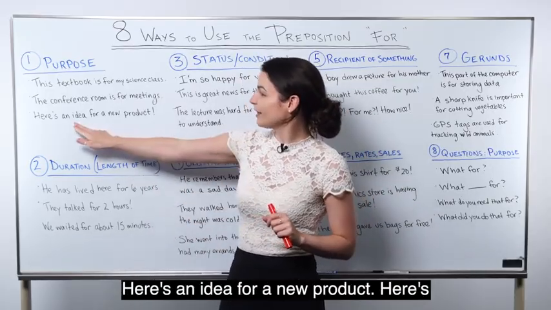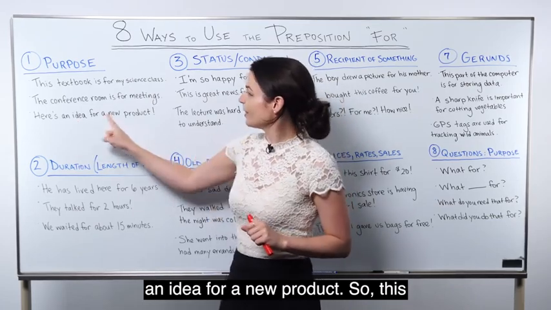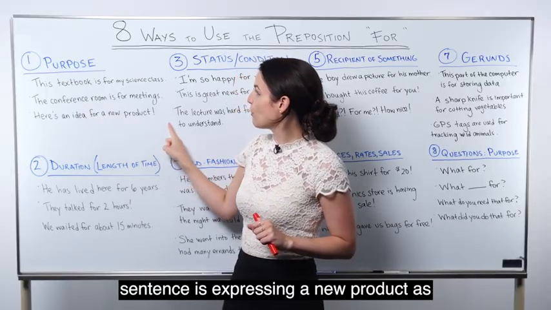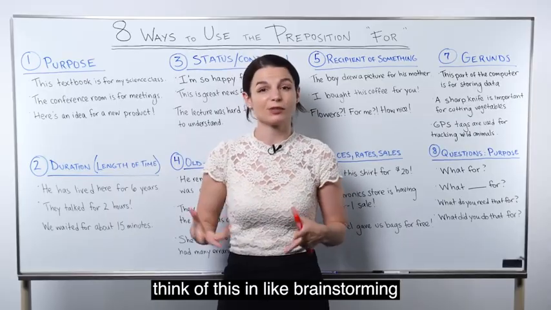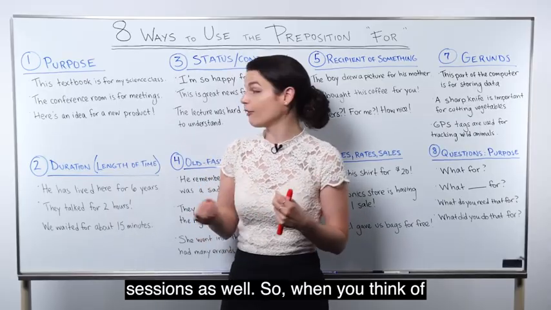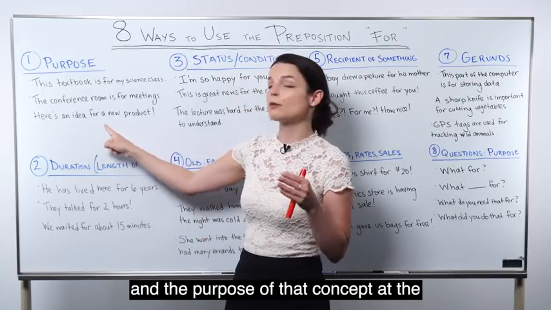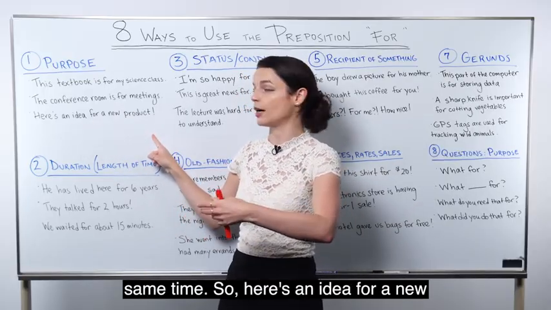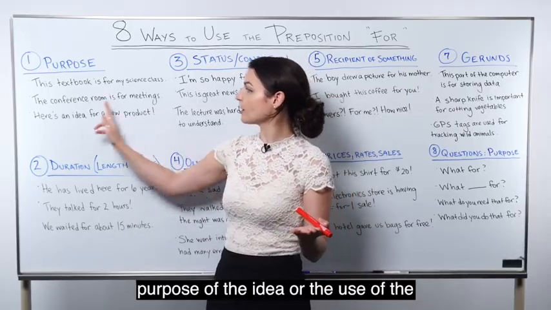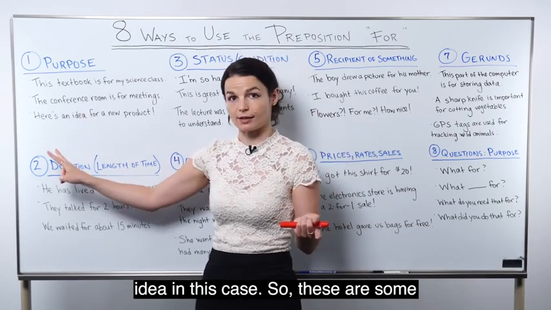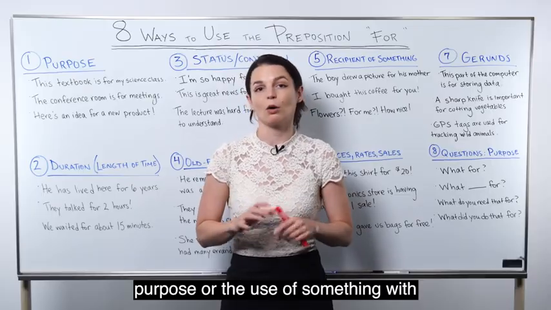Okay, one more. Here's an idea for a new product. So this sentence is expressing a new product as the purpose of the idea. So we can think of this in brainstorming sessions as well. So when you think of, in this case, a new idea or a new concept, you are sharing your concept and the purpose of that concept at the same time. So this is expressing the purpose of the idea or the use of the idea in this case. So these are some different ways that we express the purpose or the use of something with for.